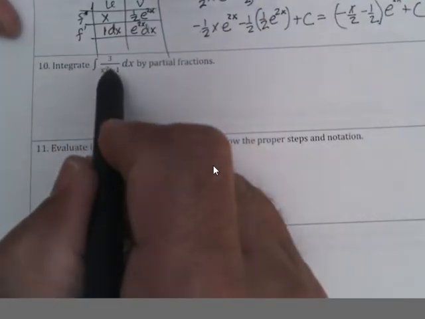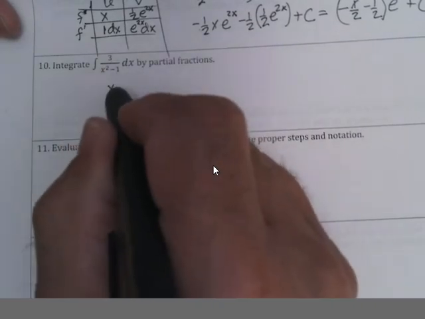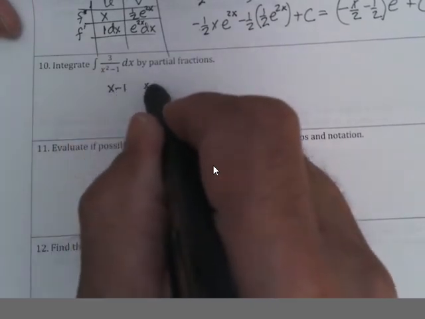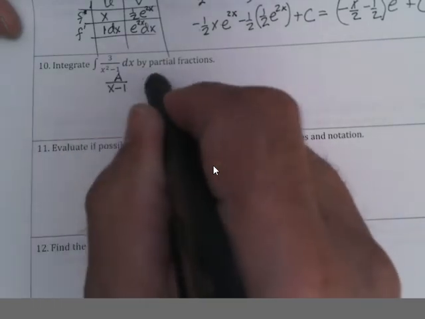Do this one by partial fractions. Well, x minus 1 factors to 2 linear factors. If it's a linear factor, you just need an a over it and a b over it.